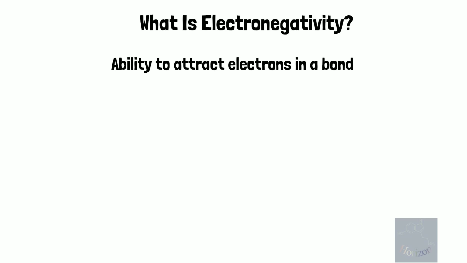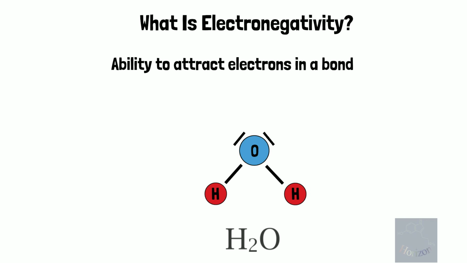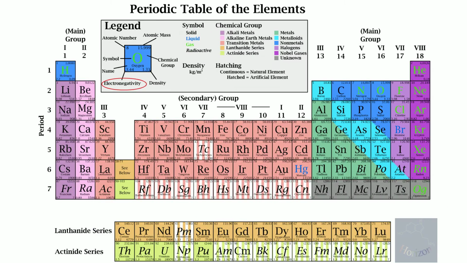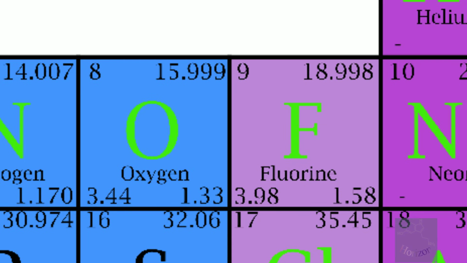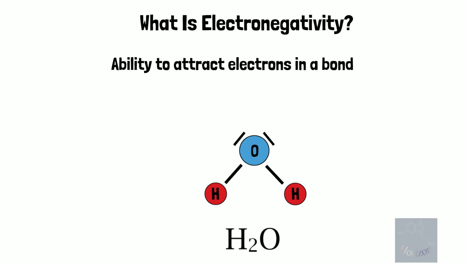Let's explain that by looking at water. A water molecule consists of an oxygen atom bound to 2 hydrogen atoms. To understand what influence the electronegativity has on this molecule, we first have to look up the values. Hydrogen has an electronegativity of 2.2. The one from oxygen, on the other hand, is 3.44. Perfect! Now we can continue.